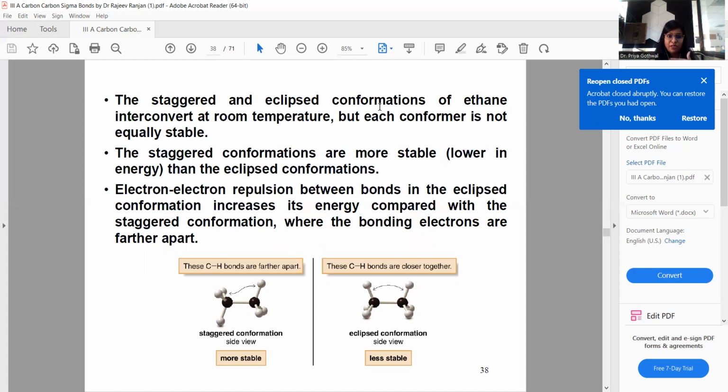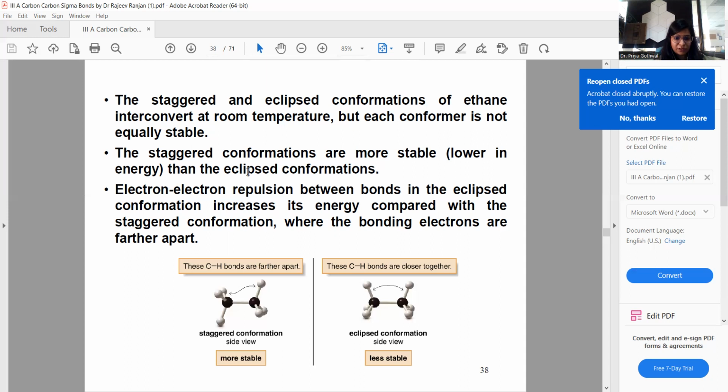It is a very important point that these two phenomena occur at room temperature, but each conformer is not equally stable, right? The staggered conformations are more stable, lower in energy than the eclipsed conformation, because they are free from strain. Electron repulsion between bonds in the eclipsed conformation increases its energy compared with the staggered conformation, where the bonding electrons are further apart. I told you before, that is free from strain.